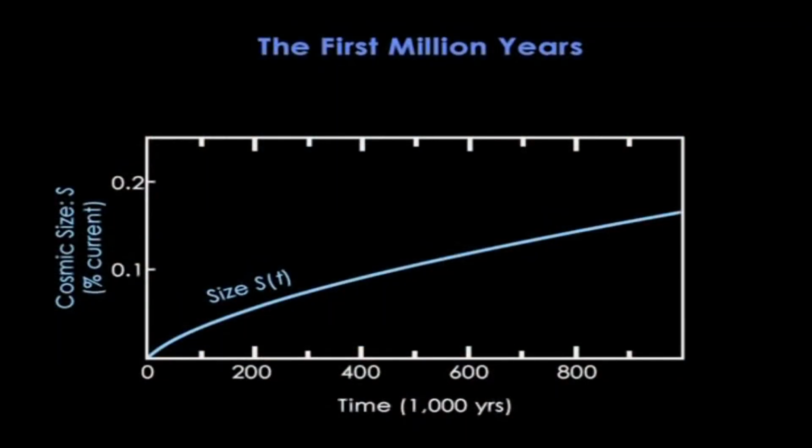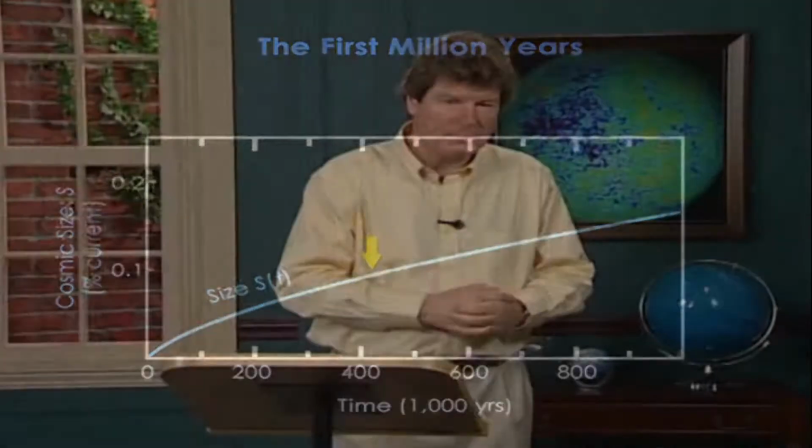Now, this graph shows how S changes over time across the first million years. It's the curve we calculated back in lecture 12. So it's 0 at the Big Bang, grows quickly at first, and then more slowly, and it passes 0.1% or 1,000th near 400,000 years. Now, if this curve S tracks the linear scale in the universe, then the cube of S tracks the volume.